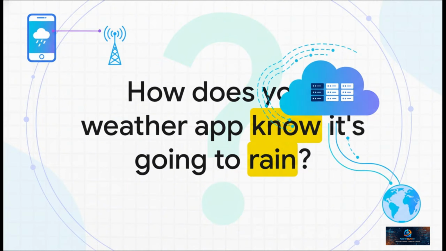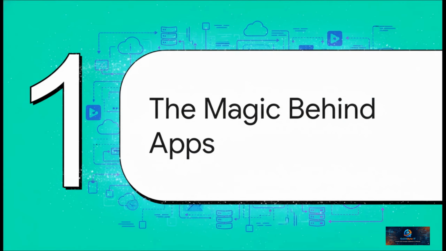Your phone doesn't have a tiny little weather station built into it. So, how does it know down to the minute that you're about to get soaked? Well, there's a secret conversation happening behind the scenes, and we're about to listen in. And look, the answer isn't actual magic, but it kind of feels like it, right?